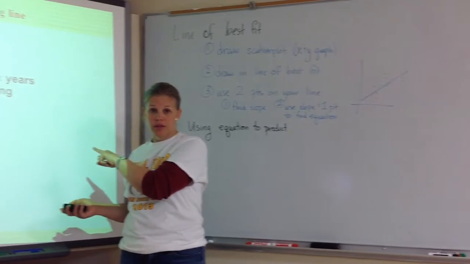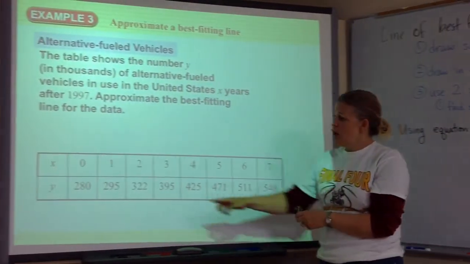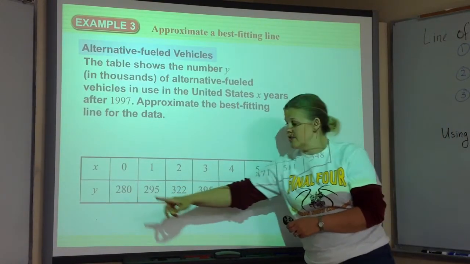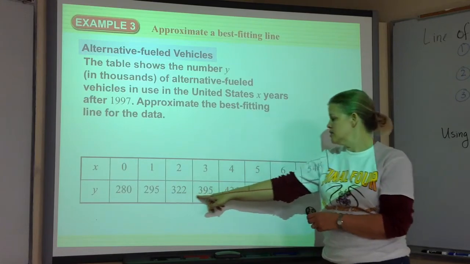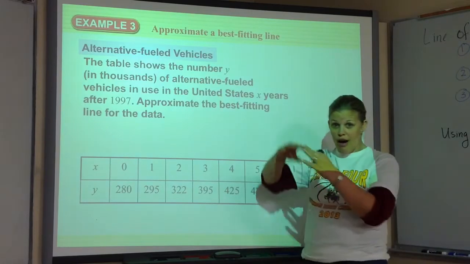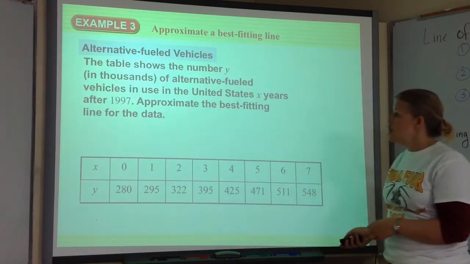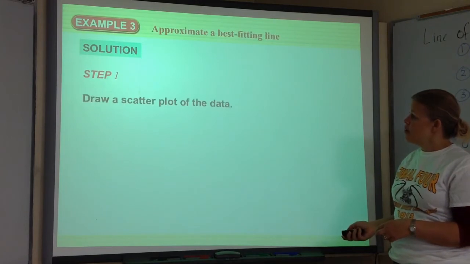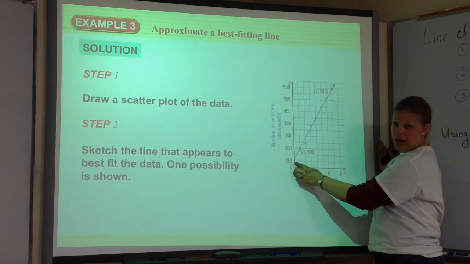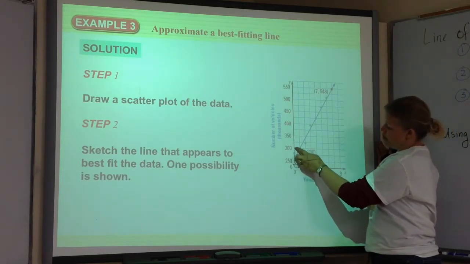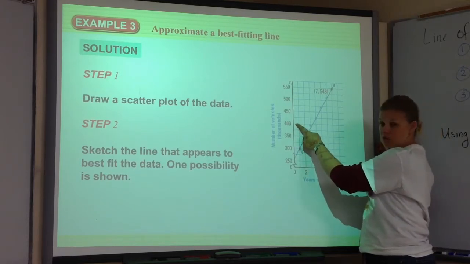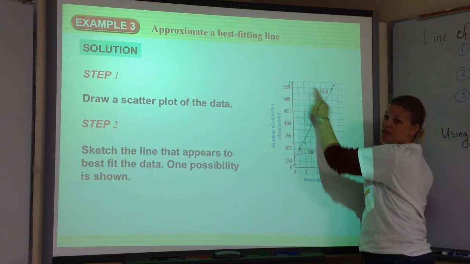So, we're going to go back through this data again and just make sure you're good with it. Remember, this is years from 1997. This is 280,000 vehicles, 295,000 vehicles, all the way up to 548,000 vehicles. But boy, wouldn't that be a pain to graph if you had to go up to 548,000? So what we're going to do is graph it, but notice we had a little break, and then we went to 250, and then we said, okay, this is 300. Remember, 300,000, 350,000, 400,000, all the way up to 550,000.